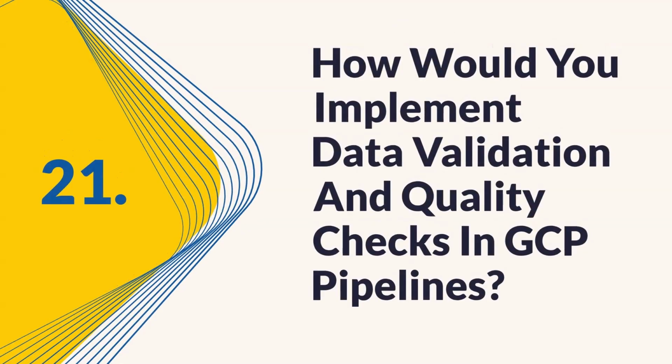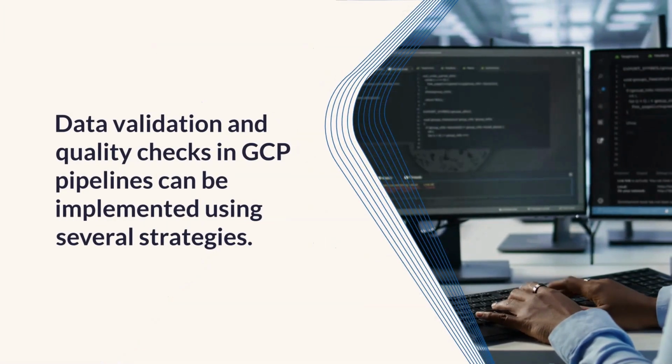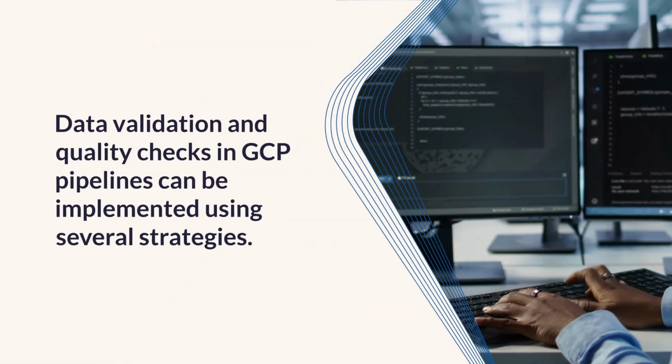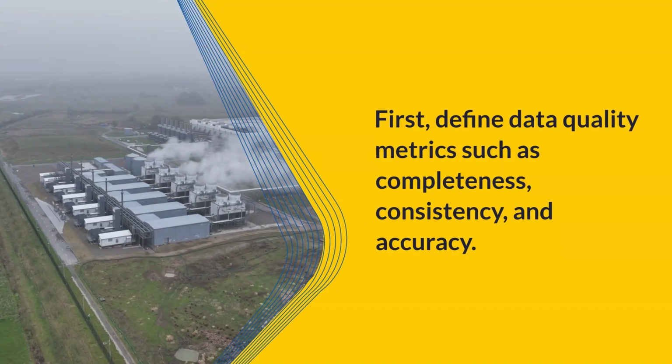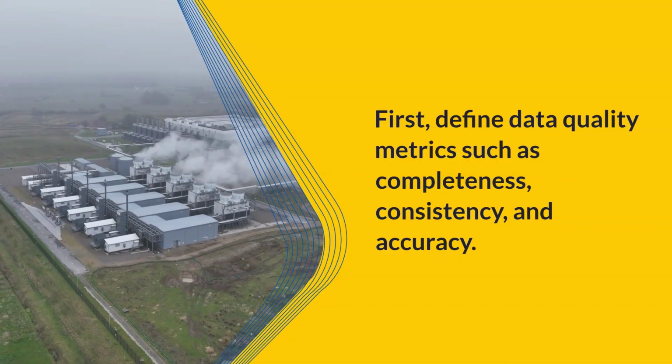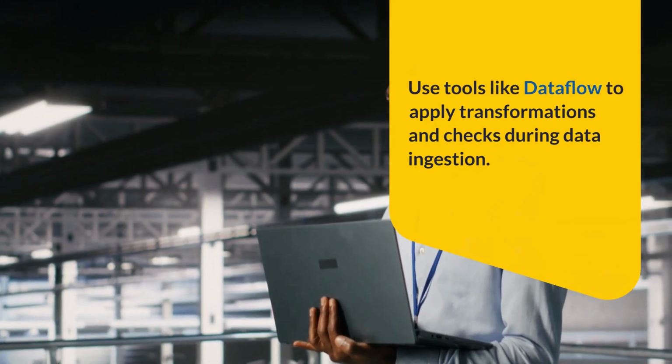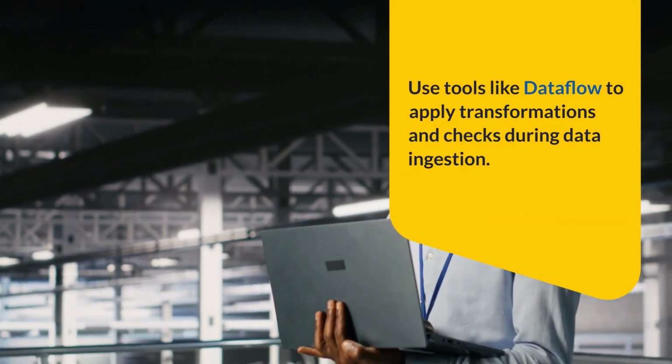21. How would you implement data validation and quality checks in GCP pipelines? Data validation and quality checks in GCP pipelines can be implemented using several strategies. First, define data quality metrics such as completeness, consistency, and accuracy. Use tools like Dataflow to apply transformations and checks during data ingestion.